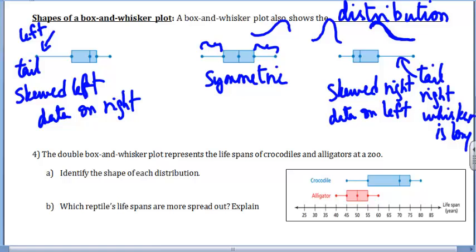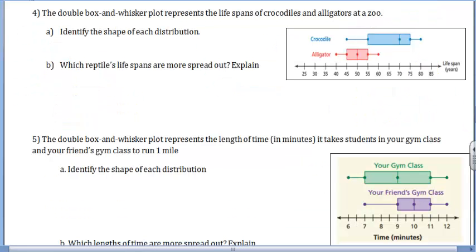Okay, now let's go ahead and analyze some box and whisker plots, double box and whisker plots. Let's take a look. You have two box and whisker plots. Look at the first one. The whisker here is longer, the box is also longer, so the data is more spread out when compared to the small one on the same number line. On the same number line, the pink one, the alligators, is less spread out.